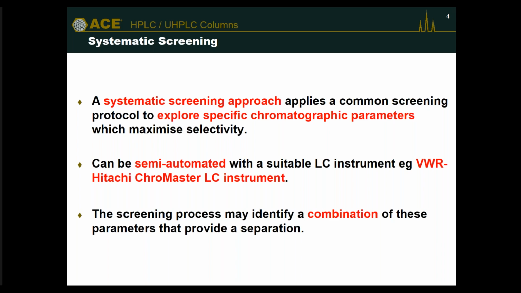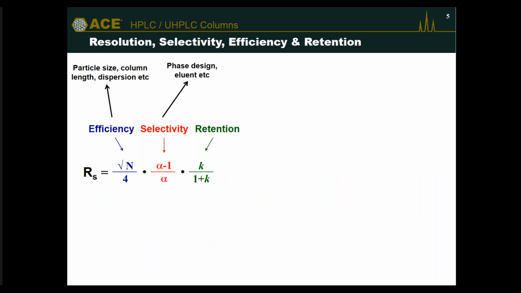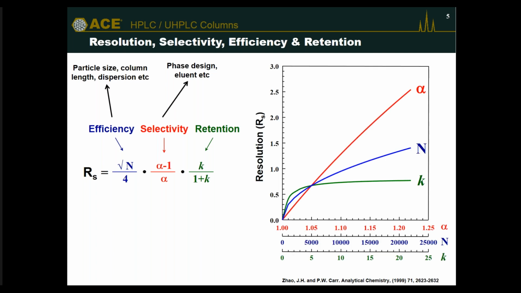Now, of course, in the first part of this slide, I talked about parameters that maximize selectivity. So selectivity is the key to resolution of analytes in chromatography, and it's described by this equation which I've shown in each of the webinars previously, and it's a very important equation in chromatography. Now, this equation you can see brings together a component for efficiency, a component for selectivity, and a component for retention.